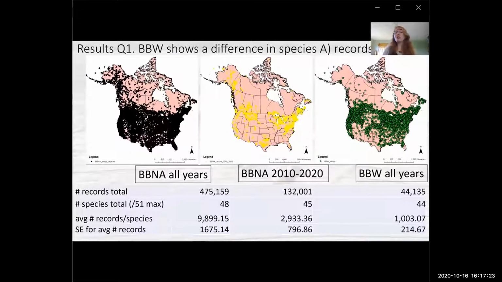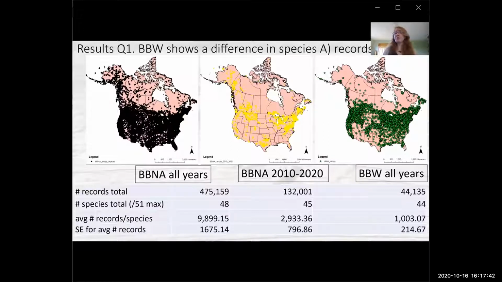So my first question was, again, looking at the number of species records. How much is Bumblebee Watch contributing in terms of records? Well, you see from the number of black dots, which is all Bumblebees North America, all years, on the far left compared to the green dots on the far right, there are quite a few more records in Bumblebees North America than Bumblebee Watch.